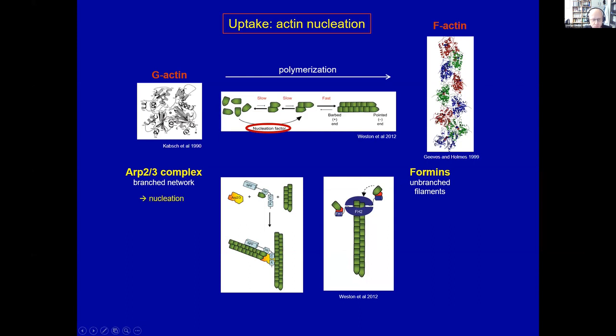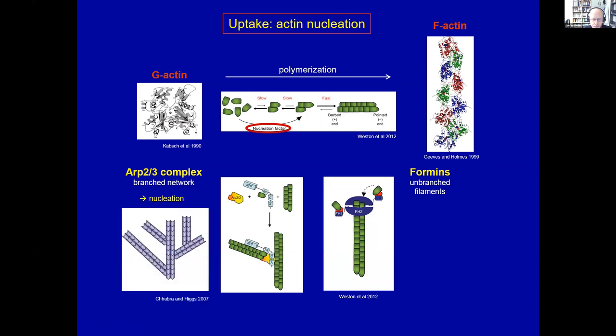And while ARP2/3 complex has a very defined and limited set of activities, basically just nucleates and leads to these branched actin networks, formins, there's a family of 15 or more formins in the human body. They have a set of activities so that they not only nucleate, they also elongate these filaments, they can bundle these filaments, they can also sever these filaments. So there's a lot more dynamic in the actin filament formation and turnover here.